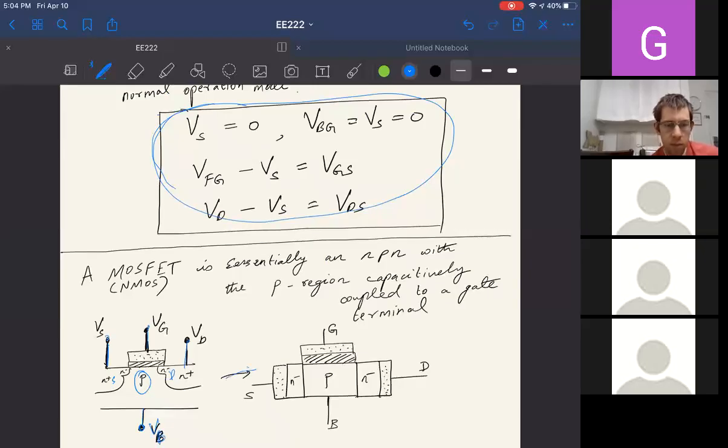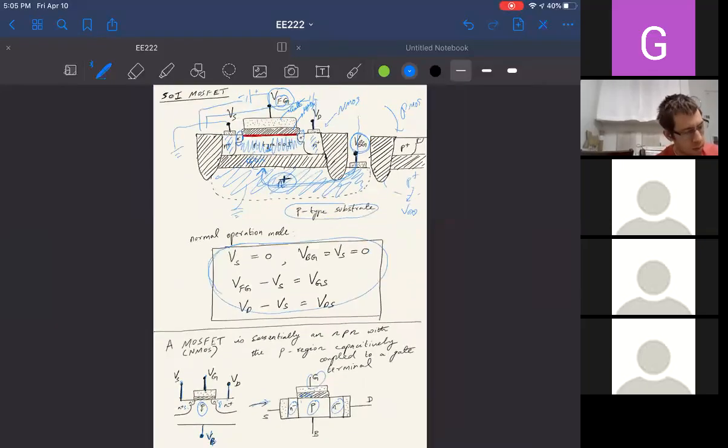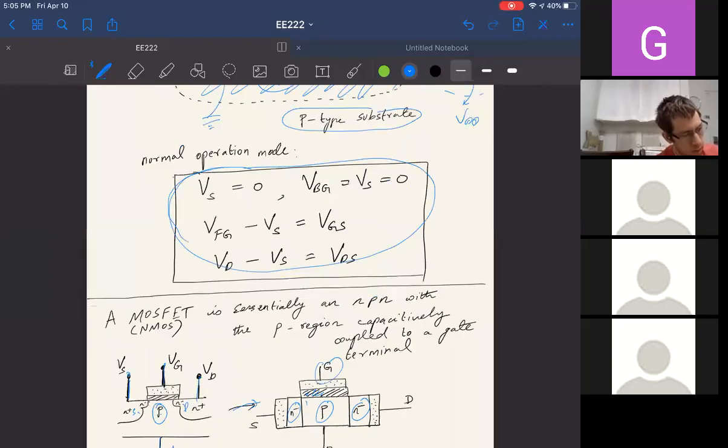If you simplify this, what it looks like is actually an NPN transistor. You can see here there's an N minus, P, N minus, where the P region is connected to a metallic gate through an oxide, so it's capacitively coupled to a gate. A simplified model of this transistor is basically an NPN transistor with a gate on top that modulates and creates a channel between the source and drain region.